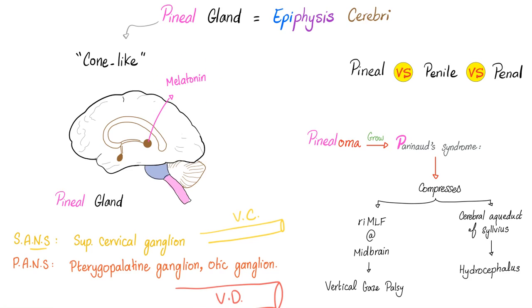So everything came from the blood. If you want me to secrete more, please dilate the vessel that will supply the gland. If you want me to secrete less, please constrict the vessel that will supply the gland. In other words, parasympathetic will increase the secretion of melatonin, sympathetic might decrease it.